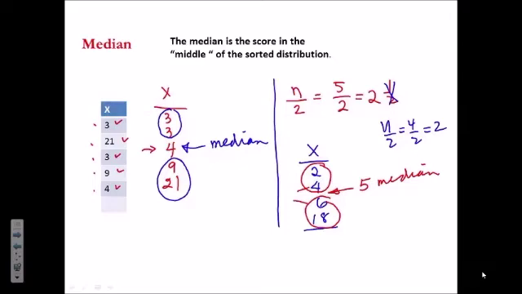If you don't like that, you could take the mean of the 2 scores in the middle, the mean of 4 and 6. 4 plus 6 divided by 2, that also gives you 10 over 2, or 5, as the median.